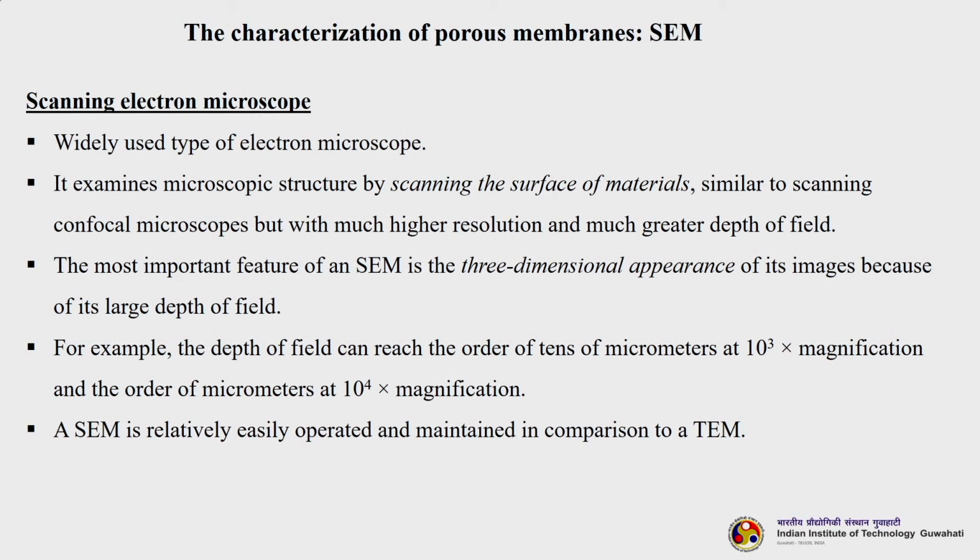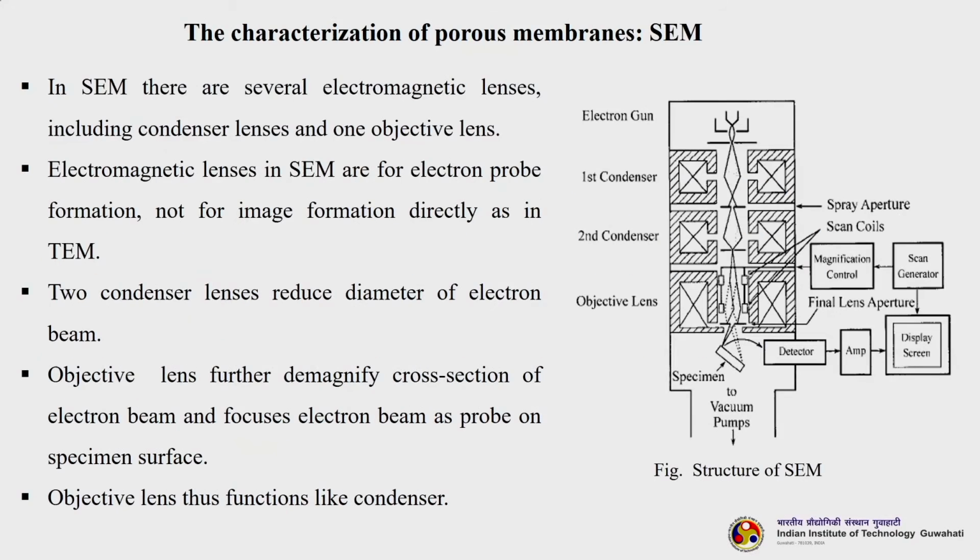It is similar to a scanning confocal microscope, but with much higher resolution and much greater depth of field. The most important feature of the SEM is the 3-dimensional appearance of its image, because the depth of field is high. For example, the depth of field can reach the order of tens of micrometers at 10 power of 3 magnification, or the order of micrometers at 10 power of 4 magnification. SEM is also relatively easy to operate and maintain in comparison to a TEM. Please look at this image, which shows the structure of a SEM. There are several electromagnetic lenses, including condenser lenses and one objective lens. Here also a minimum of 2 condenser lenses are used.